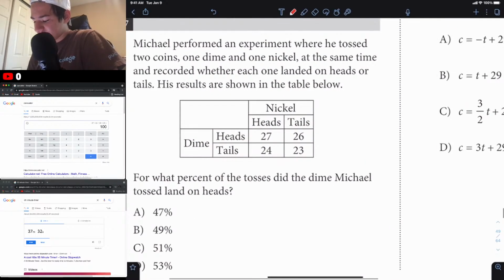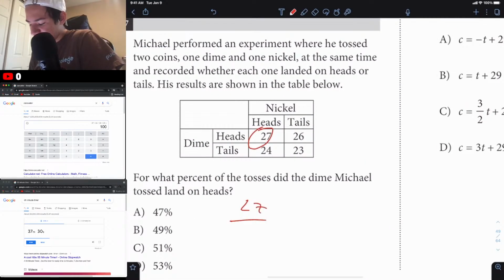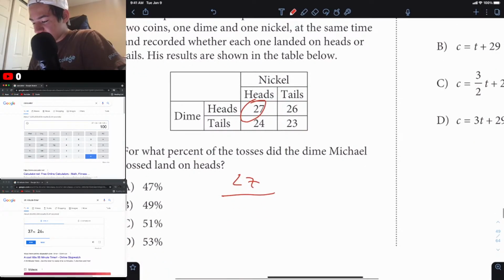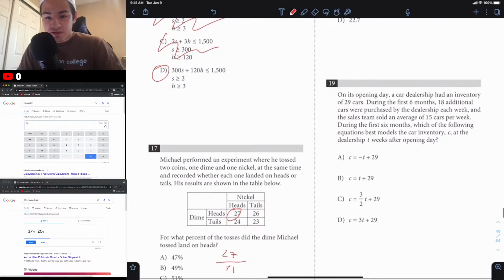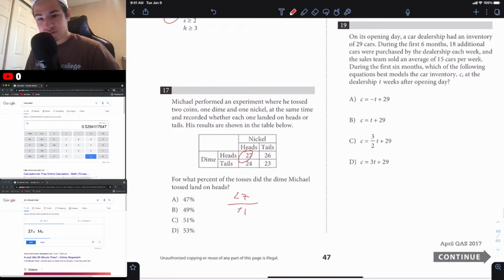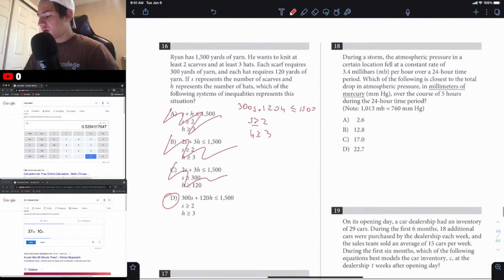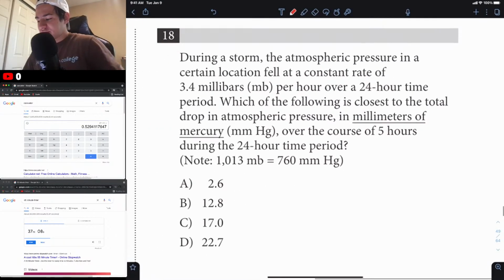So, okay, that's fine. It landed on heads 27 out of, and then 27 plus 24 is, let's see, 51, I want to say. Yeah, 27 over 51. I think that's what they want. So let's do 27 divided by 51. About 52.9, so about 53%. All right. That was a little confusing question, but they wrote it weird.